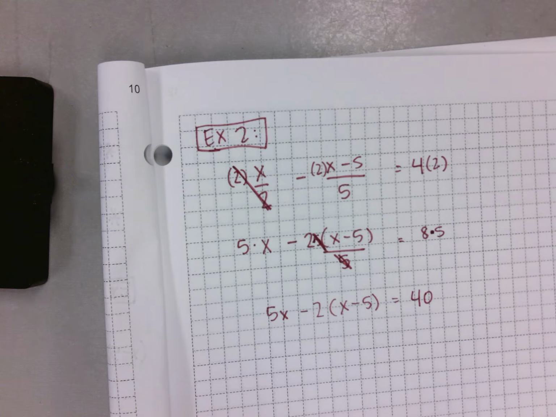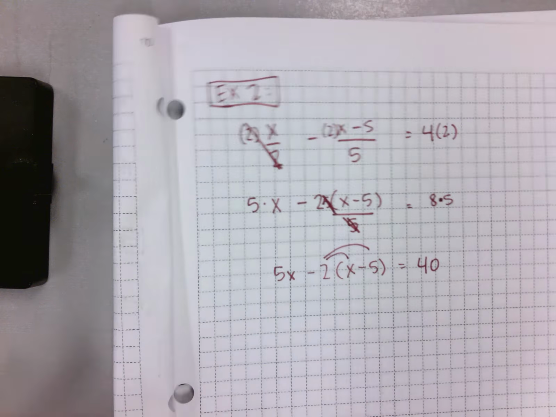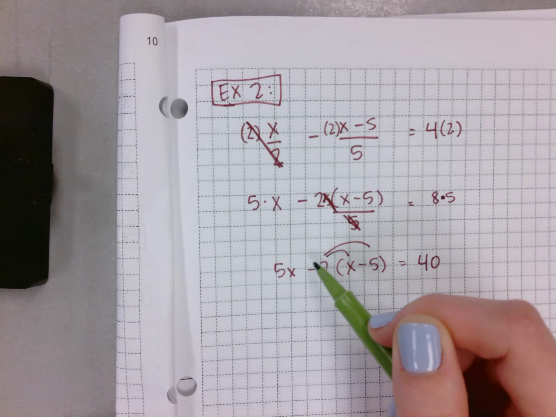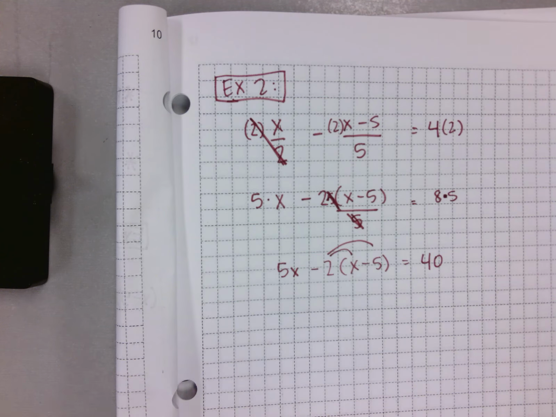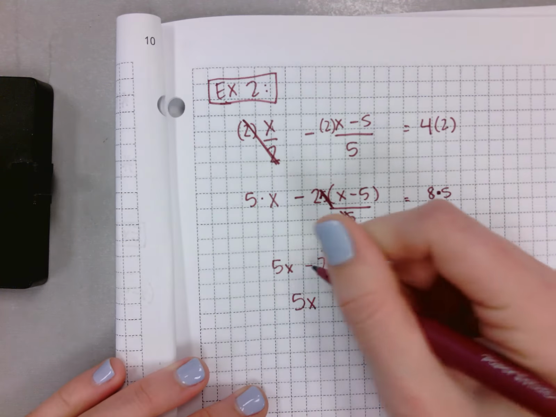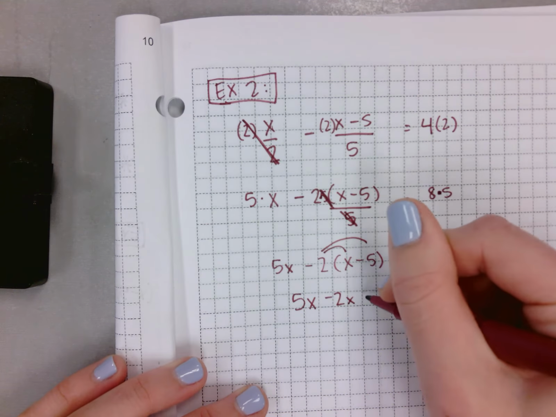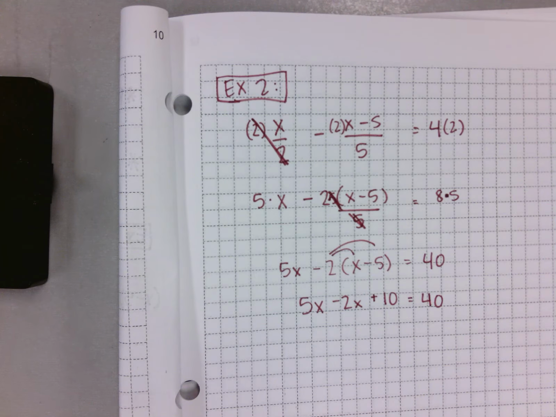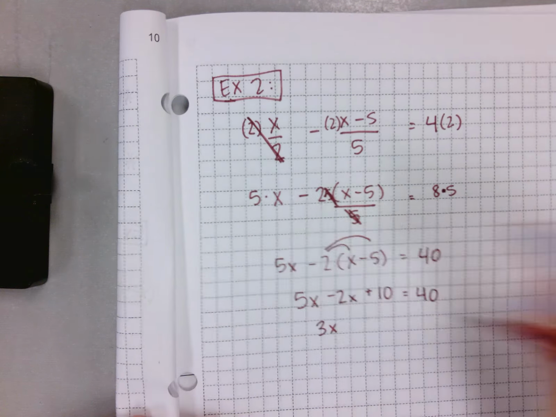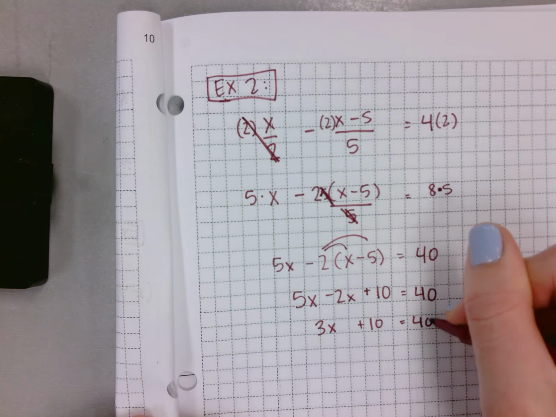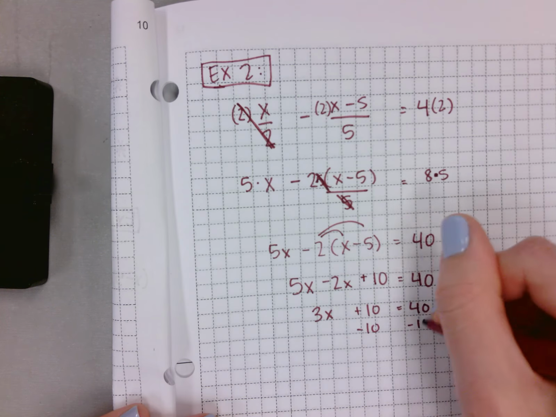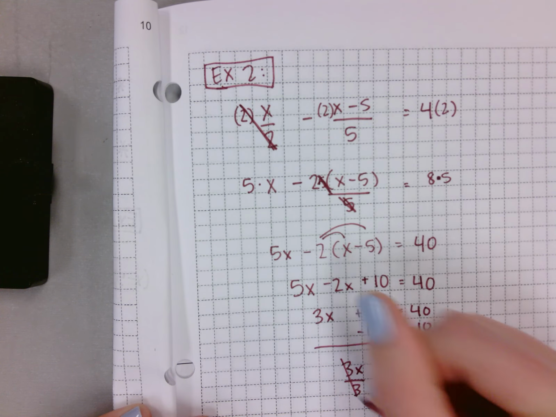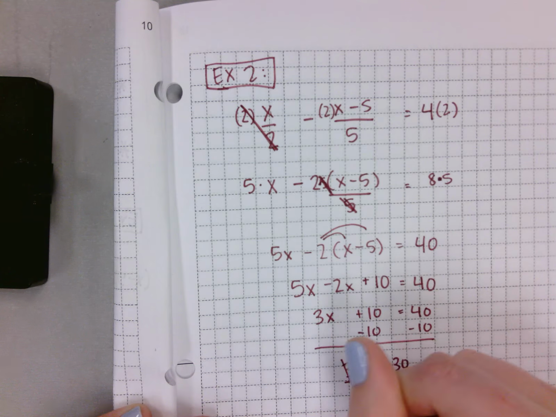So now, again, I have a linear equation. I can distribute my negative 2. Another common error, students will forget to distribute this negative, which will cause them to choose the wrong answer. So I'll get 5x minus 2x. Negative 2 times negative 5 is a positive 10 equals 40. And now I can just combine like terms. 5x minus 2x is 3x plus 10 equals 40. I'll subtract 10 from both sides. 3x equals 30. Divide both sides by 3. And x is equal to 10.